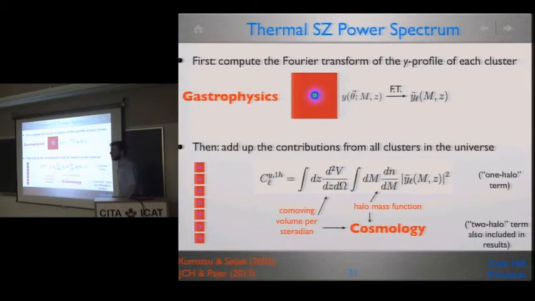Does the two halo term ever dominate at low L? It does below L of roughly 5 or 6. Yeah, if you don't mask any nearby massive clusters. If you mask Coma and a few other massive nearby clusters, you could suppress the one halo term at the low L's. That's a really large scale. Yeah, it's kind of amazing. The primary CMB must be much bigger than the two halo term. Oh, absolutely, yeah.